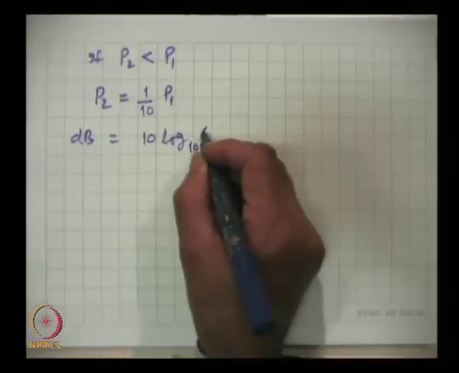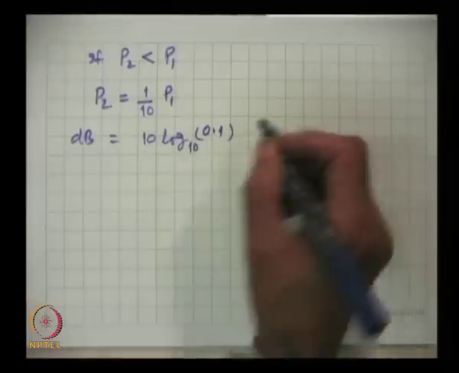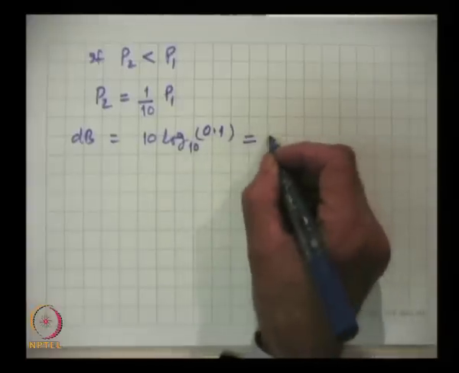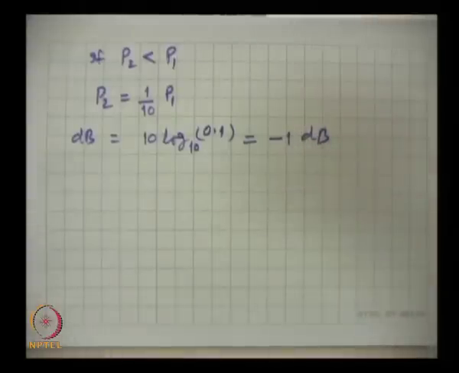So, it will be 0.1, and if we look for the log, then this will be minus 1 dB. So, if the power at the output is 1/10 of the power at input, then we may say that it is minus 1 dB. Power levels at midband and power levels at cutoff frequencies, they can be similarly related.